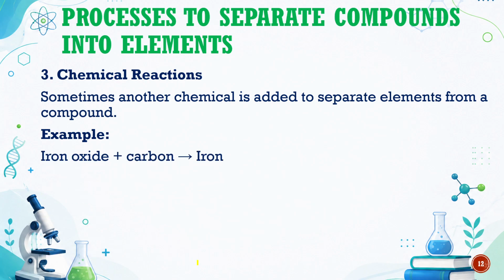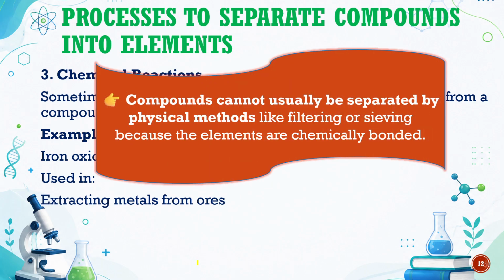Let's say for iron oxide plus carbon, if we add carbon to iron oxide, it separates out your iron. So that iron element is being separated out. That's an example of how chemical reactions can help a compound break down into its original elements, and it's typically used for extracting metals.